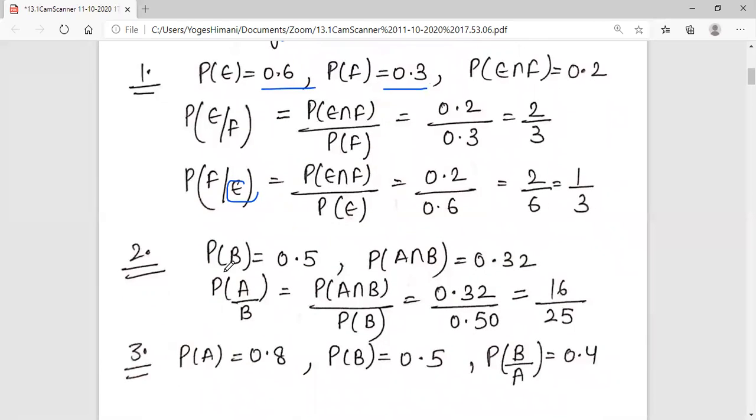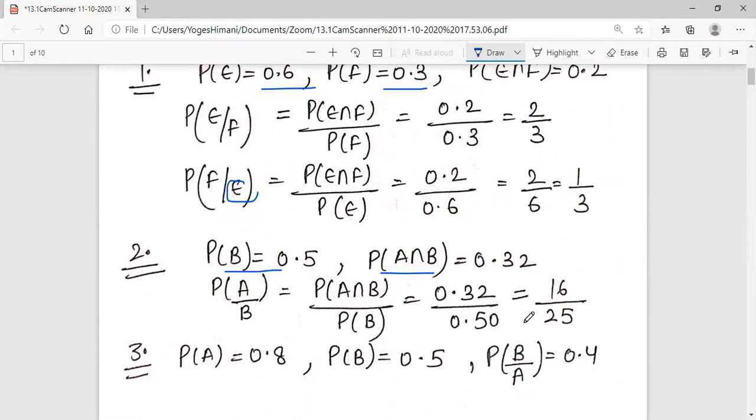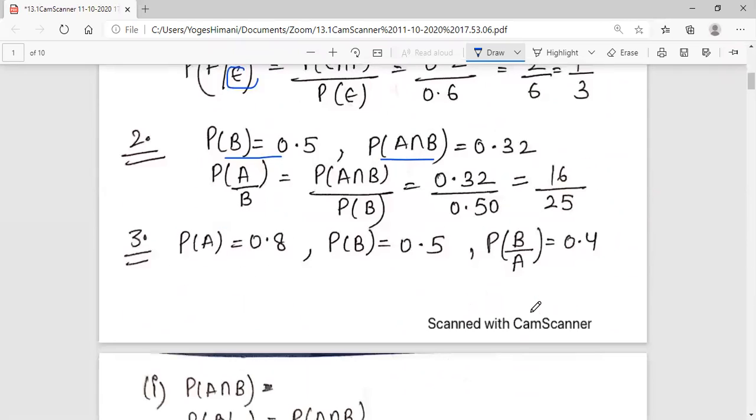Question number 2, probability of B is given and probability of A intersection B is given. And we have to find probability of A by B. What is the formula? Probability of A intersection B upon probability of B. 0.32 upon 0.50 is equal to 16 by 25.